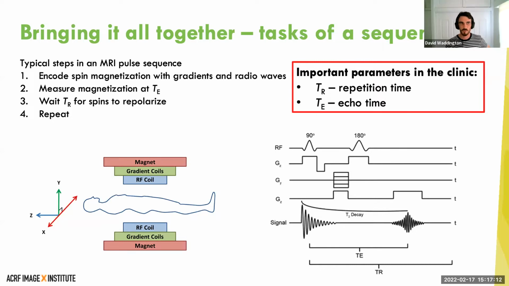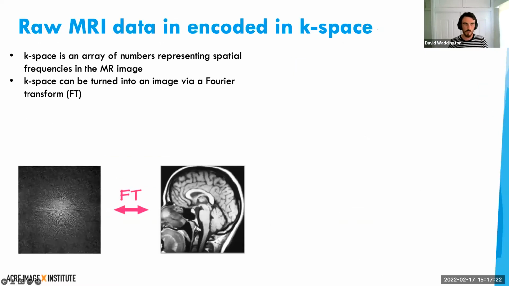Now, this number 4, the repeat. The reason that we have to repeat it many times, and I'm not going to spend a lot of time talking about this, is that essentially what we need to do to construct a complete image of the human body is fill something called K-space. For those of you without a mathematical background, really don't worry about this.